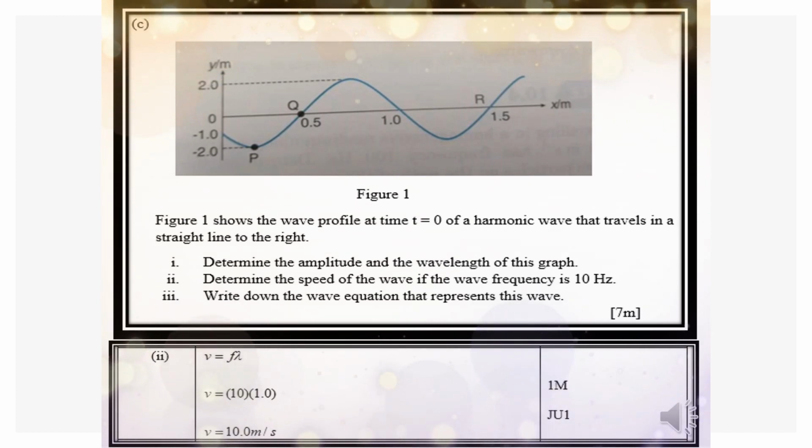Jadi, itu merujuk kepada 1 markah. Markah untuk gantian di sini. Pastikan anda menggantikan dengan betul. Kemudian kita akan dapat nilai bagi V sama juga dengan 10.0 meter per second. Jawapan dengan unit yang betul. Pastikan setiap kali jawapan, sekali lagi saya ingatkan, pasti ada unit yang betul. Okey, itu adalah soalan yang kedua.